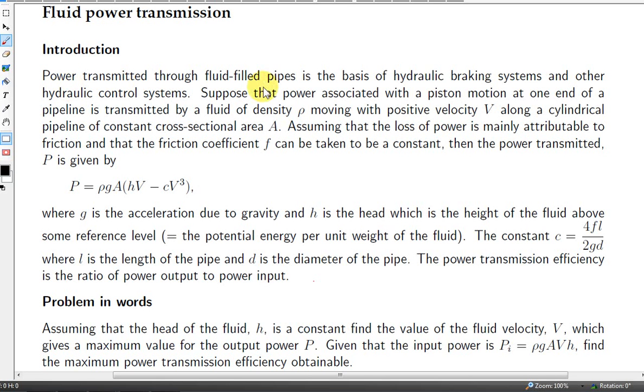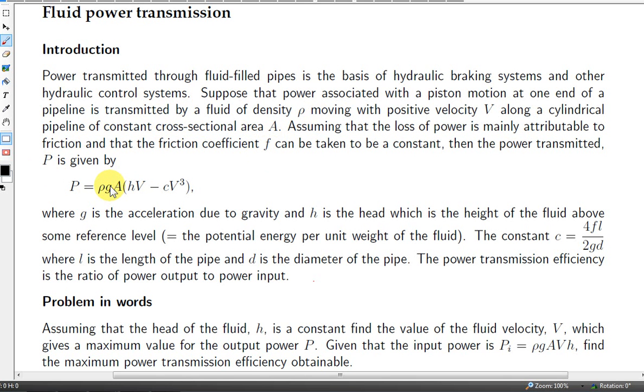Power transmitted through fluid-filled pipes is the basis of hydraulic braking systems and other hydraulic control systems. Suppose that power associated with a piston moving at one end of a pipeline is transmitted by a fluid of density ρ moving with positive velocity v along a cylindrical pipeline of constant cross-sectional area A, assuming that the loss of power is mainly attributable to friction and that friction coefficient f can be taken to be a constant. Then the power transmitted P is given by this here.